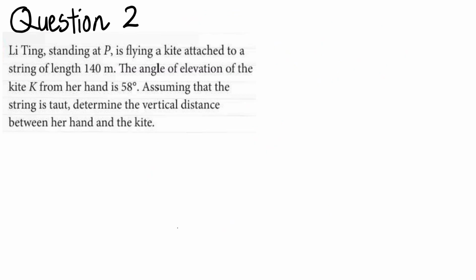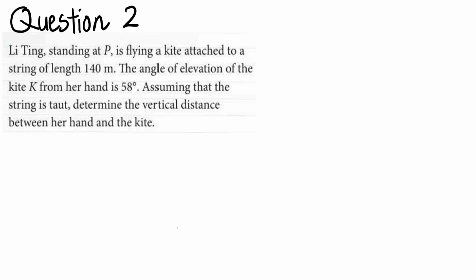Right, this question involves a girl, Li Ting, flying a kite, right? The kite is attached to a string. Total length is 140 meters. Okay, and then the angle of elevation of the kite from her hand is 58 degrees. So assuming that there is a strong wind blowing and the string is taut, determine the vertical distance between her hand and the kite.